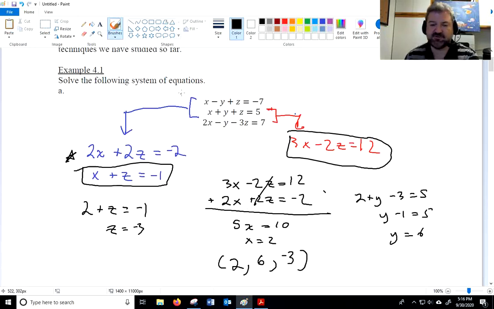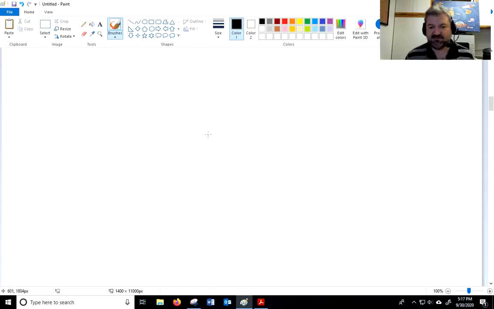And I can plug each one of these in and see that they work in all three equations at the same time. 2 minus 6 is negative 4, minus 3 is negative 7. 2 plus 6 is 8, minus 3 is 5. 4 minus 6 is negative 2, plus 9 is 7. It works. All right. Now, let's do another example.